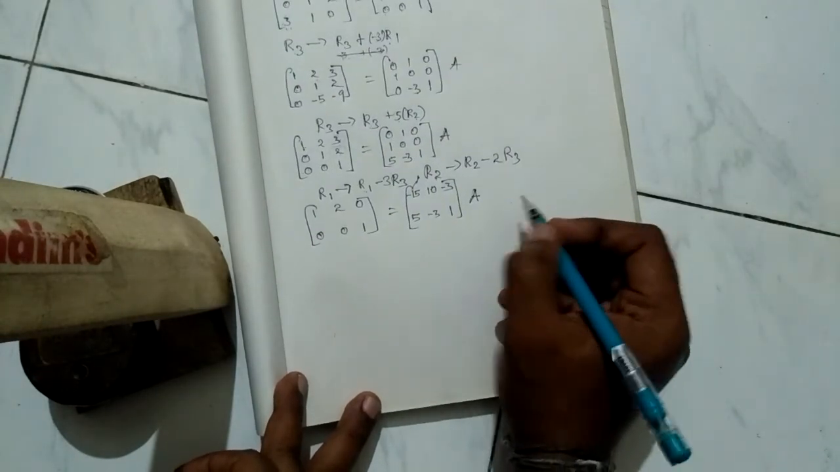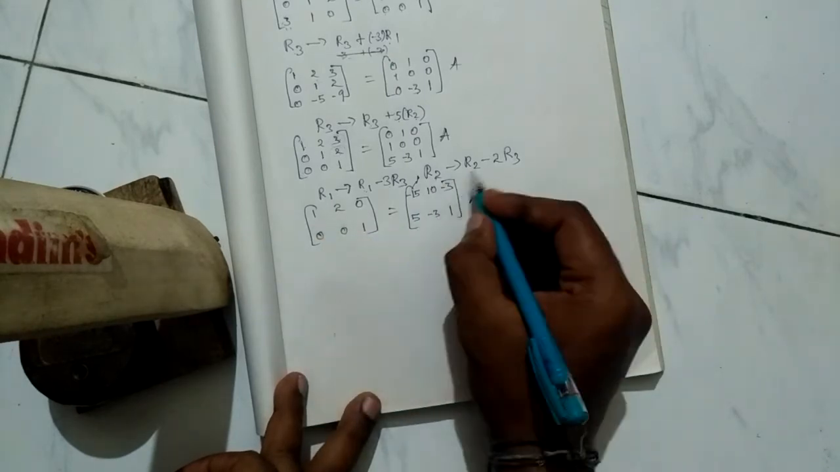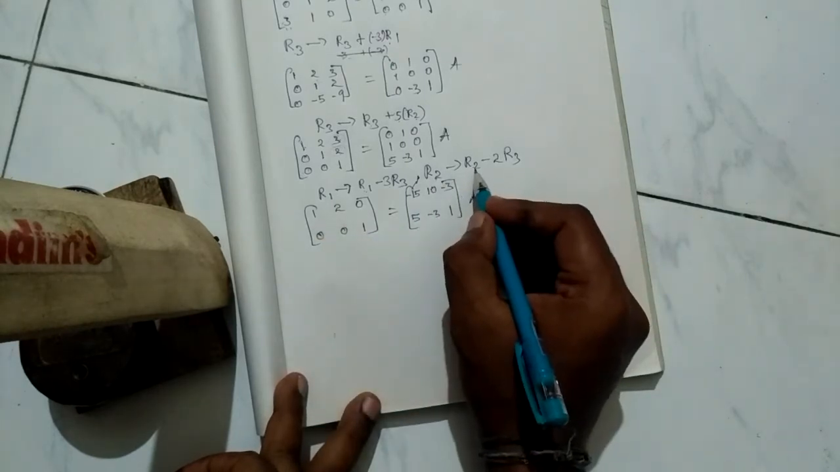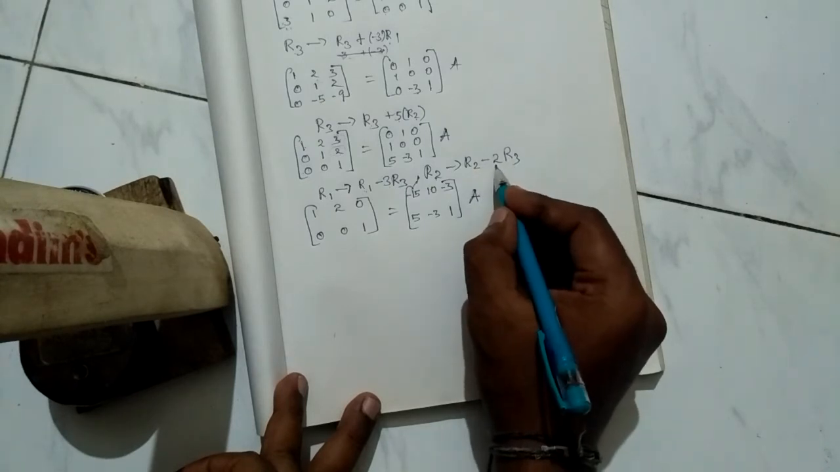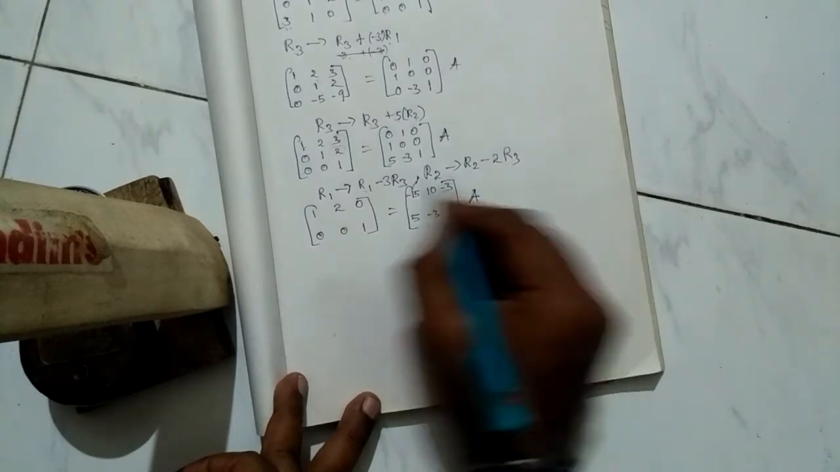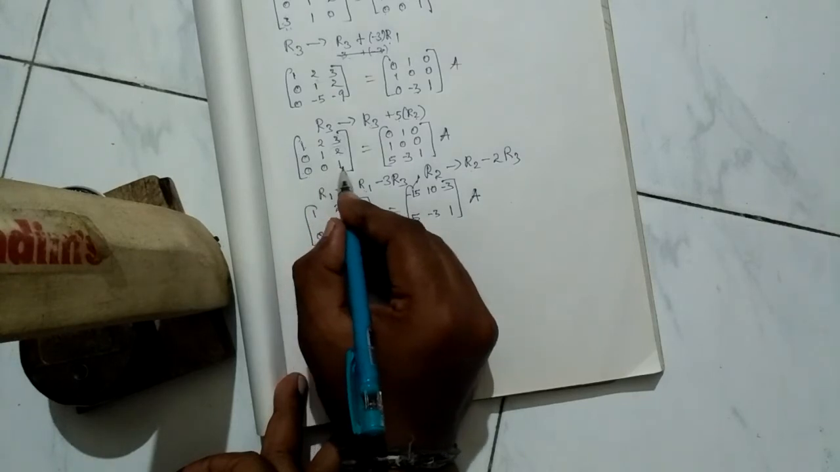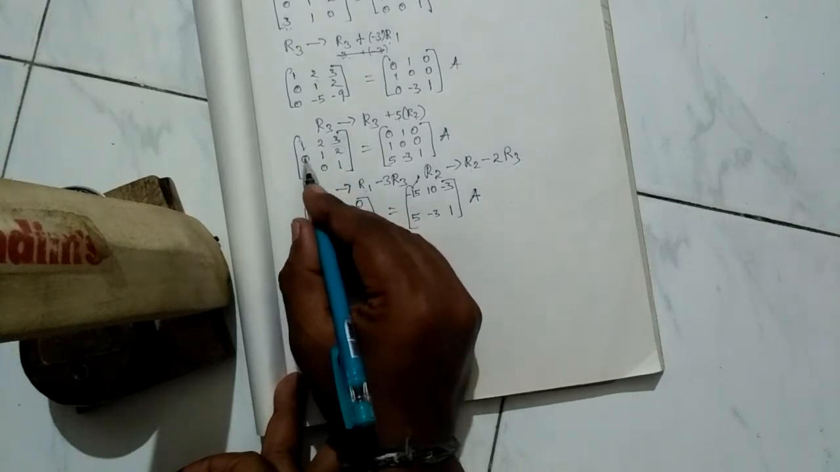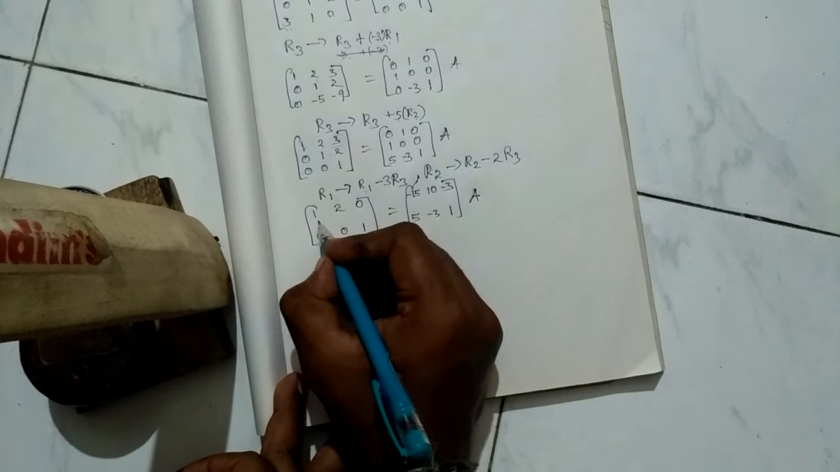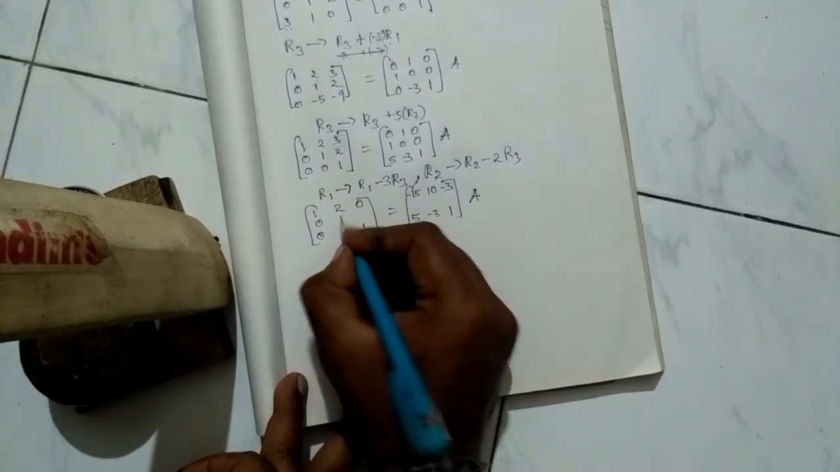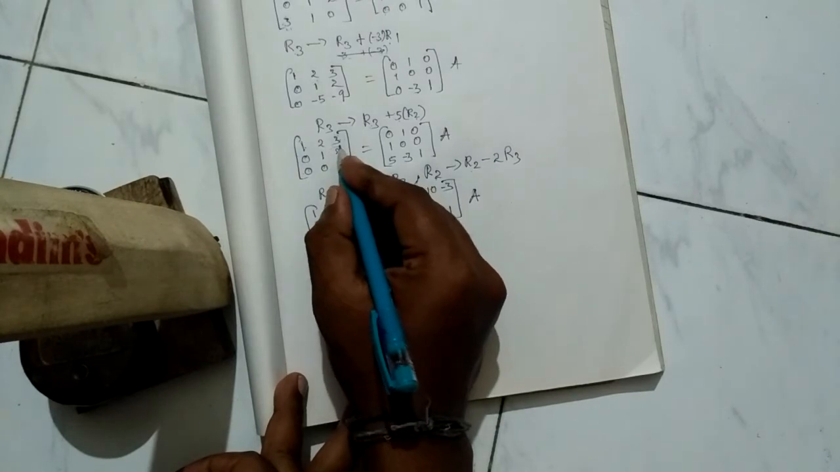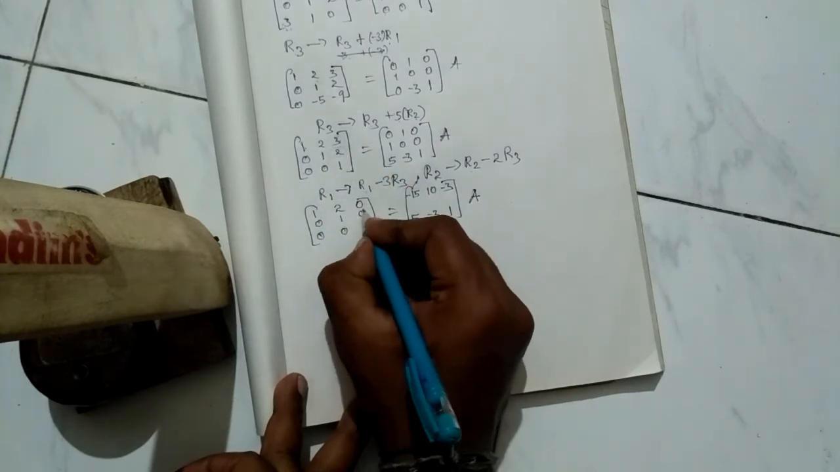Okay, now next one is for row 2. Row 2 says what? Row 3 you have to multiply by minus 2 and add with row 2. So both are 0, means 0 only you'll get. So multiply this by minus 2, add with this one, same thing. Multiply by minus 2, adding with this one is 0.